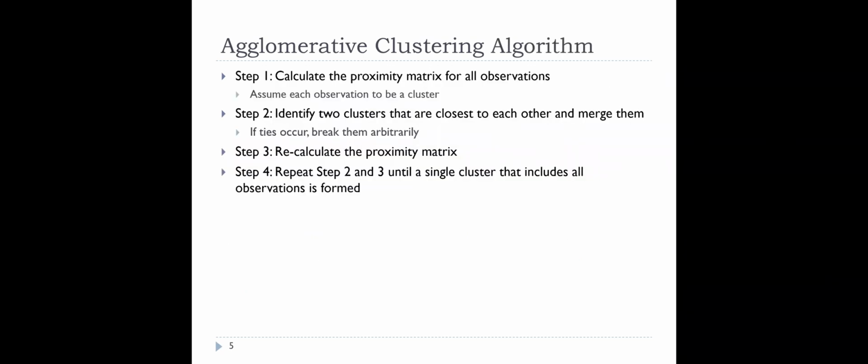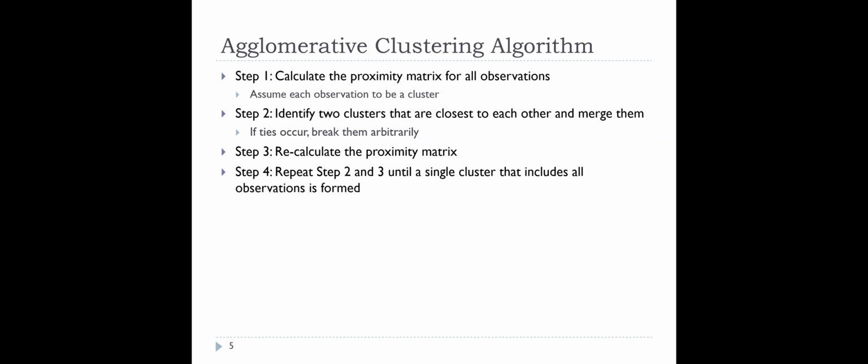Step 1, calculate the proximity. The general idea is like this, but how to calculate the proximity matrix may be a little bit different. Calculate the proximity for all observations, assuming each observation is a single cluster. Then identify the two clusters that are closest to each other and merge them. If a tie occurs, just pick one and break it arbitrarily. Then you recalculate the proximity matrix.